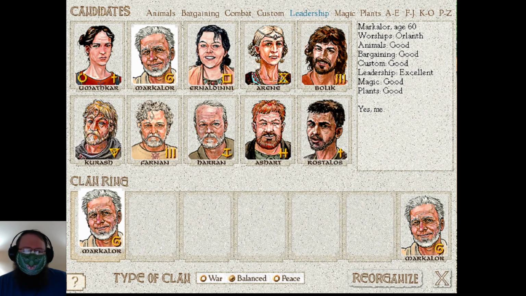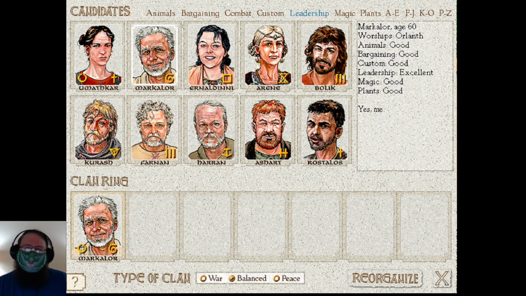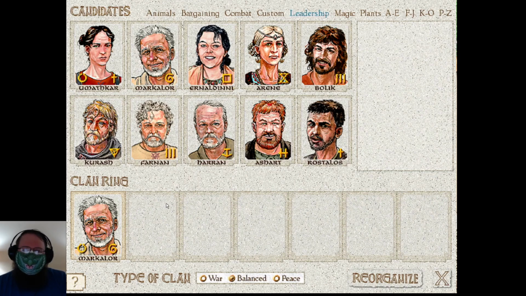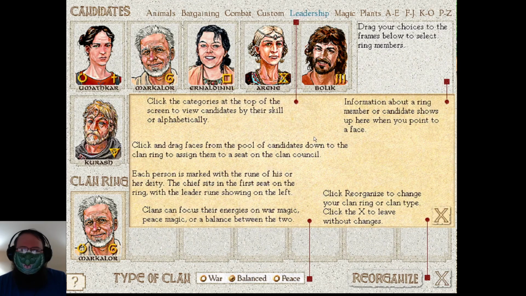I really don't want him. He's 60. He's gonna likely die soon. But make sure about the ring. Click and drag and pull down to the clan ring to assign him a seat on council. Mark the room of his or her deity. Chief. Okay, yeah, the chief is the first seat, with the leader room shown on the left. So that's the leader room.